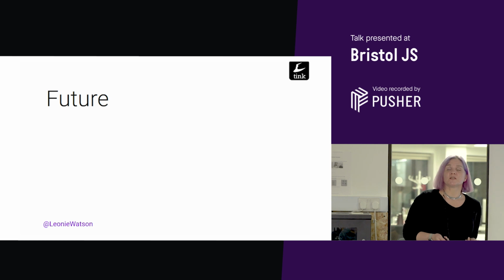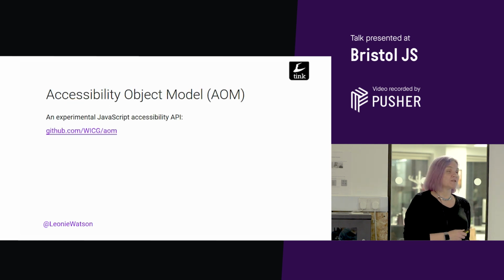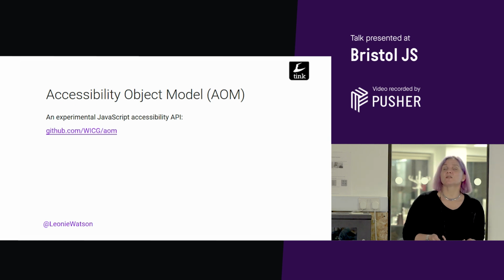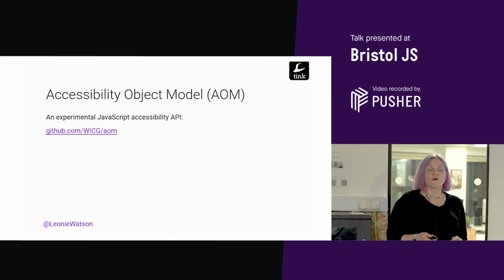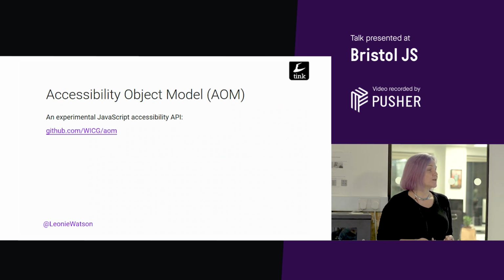We haven't solved that particular problem, but there is at least one thing underway that's aiming to do that. And it's called the Accessibility Object Model, the AOM. It's a JavaScript API, or at least it will be when it comes to fruition. It's being developed by the Web Incubator community group from the W3C. It's available on GitHub. Please do go take a look, check it out, wade in, and add your comments, because there's a lot to think about when it comes to this.